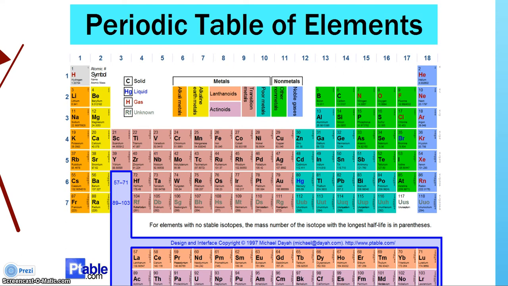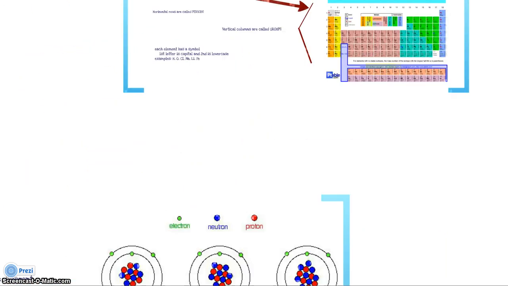Same thing with rows. Hydrogen and helium have 1. Lithium, beryllium, boron, carbon, nitrogen, oxygen, fluorine, neon, they all have 2. So on and so forth down, and that's representative of how many energy levels each one has.